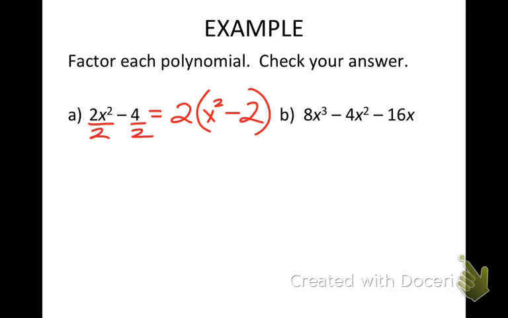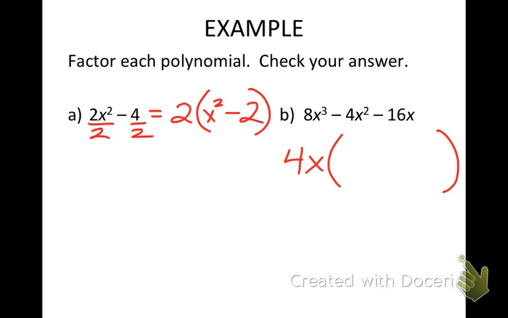Division, right? All right, so now I have 8x to the third minus 4x squared minus 16x. Now focus just on the numbers first. I've got an 8, I've got a 4, and I've got a 16. What's the largest number that will divide into all 3 of those numbers? 4, right? So I'm going to put a 4 in front of my parentheses. What's going to be the exponent on the variable x? 2. Go with always the smallest. 3, 2, 1. So I have 1 left over.